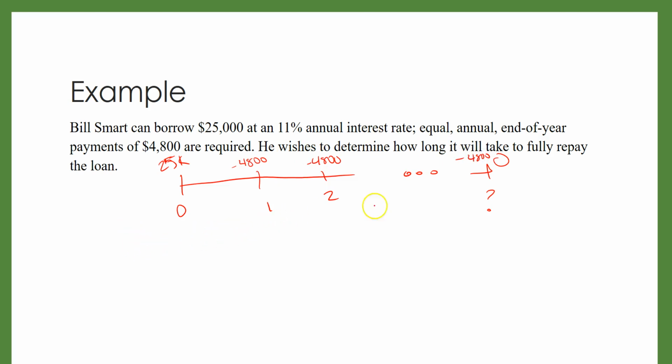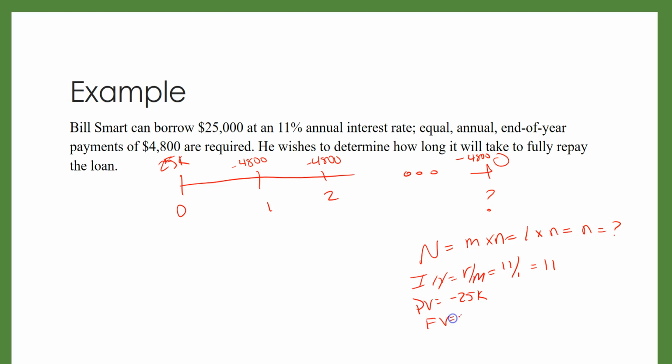So let's put in what we know. We know that n is m times n, and our compounding frequency is 1. Our interest rate is 11%. Our present value is a negative 25,000, and our future value is 0. To reduce this loan balance, we're going to pay $4,800 every year.